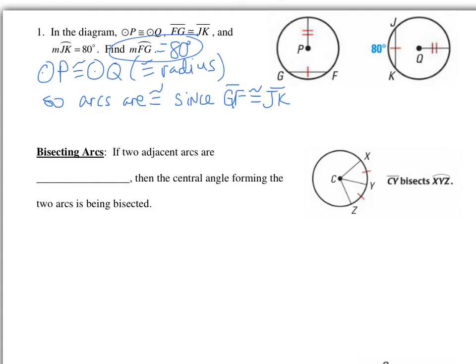For bisecting arcs, if two adjacent arcs are congruent, and the two adjacent arcs in our picture over here are XY and YZ. So those two arcs are congruent and they're adjacent because they share one of the sides. Then the central angle that forms them, so that would be this whole angle right here, that's the central angle, that is bisecting the two arcs. So CY bisects the arc XYZ.